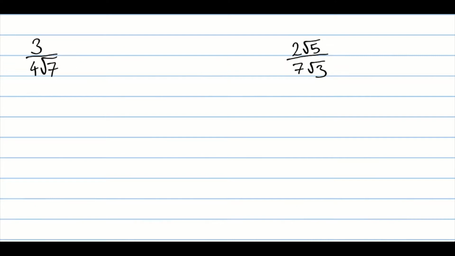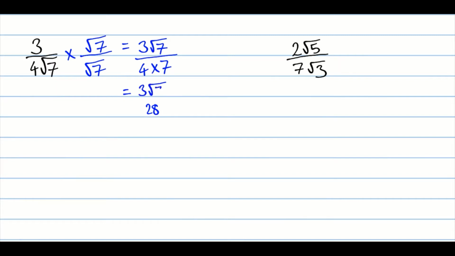Here's some more examples of rationalising denominators. So in this first example, we've got a root 7 in the denominator, so we don't want that. What we can do to get rid of it is to multiply by root 7. But we'll have to do the same thing on the top as well. So on the top we've got 3 times root 7, which is 3 root 7, and on the bottom we've got 4 times root 7 times root 7, so 4 times 7, which is 28. So we end up with 3 root 7 over 28.